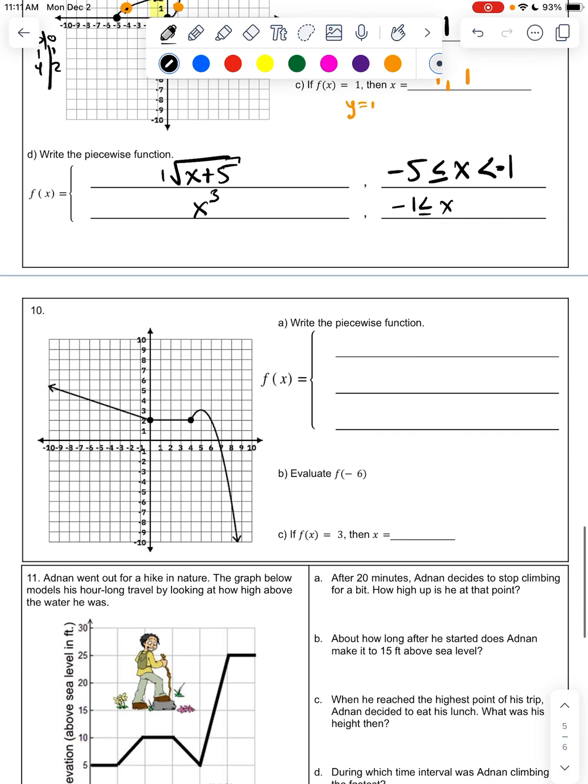Number 10, write the piecewise function. 3 pieces, 3 subdomains. I'm going to put the commas in there to separate the function itself from the domain of each piece. Piece number 1, that is linear. What's the slope? It looks like down 1, right 3. That's a slope of negative 1/3.